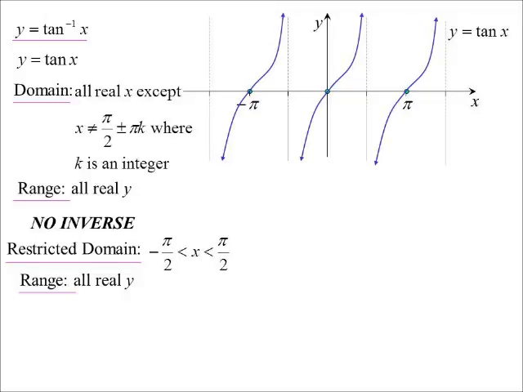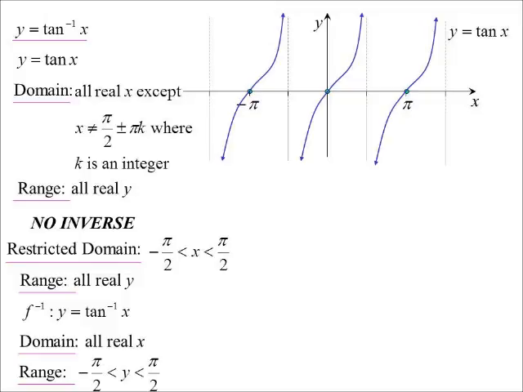So my restricted domain, remember with the tan curve though, it's not equal to pi on 2 because they're asymptotes. So we're going between pi on 2 and minus pi on 2. So inverse tan, other way around, domain will be all real x, but the range will be in between minus pi on 2 and pi on 2.